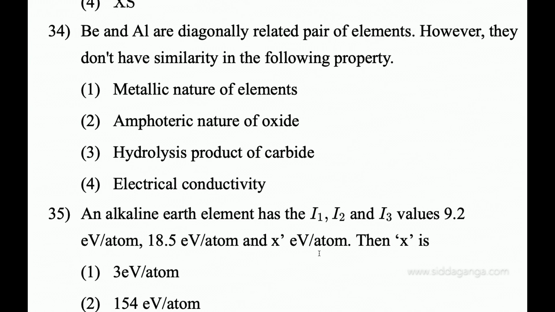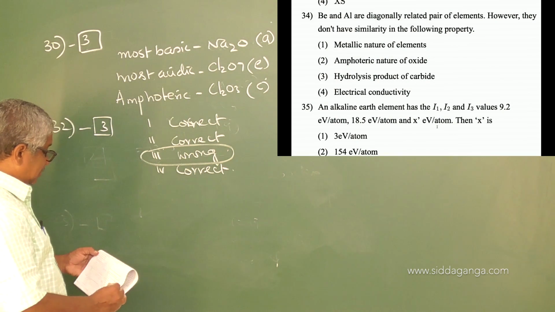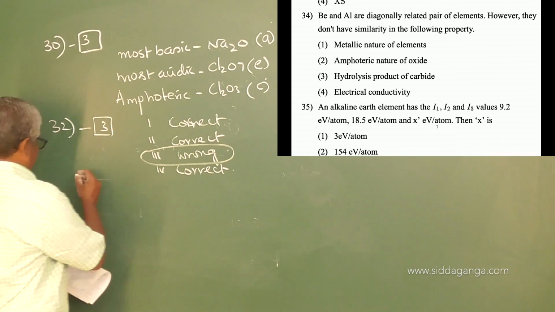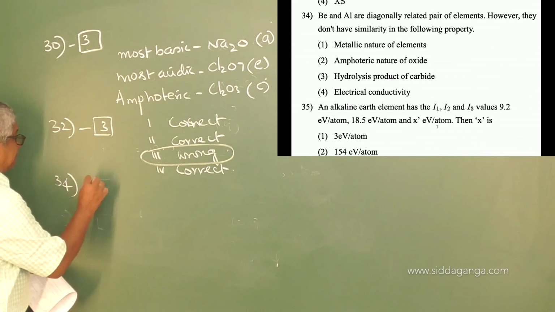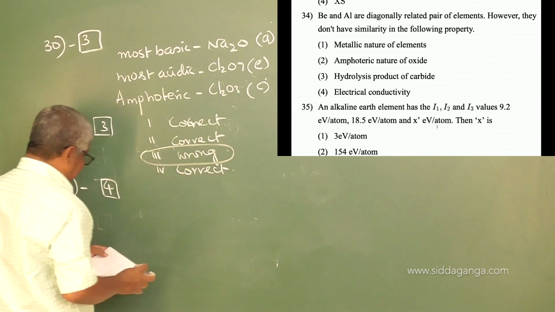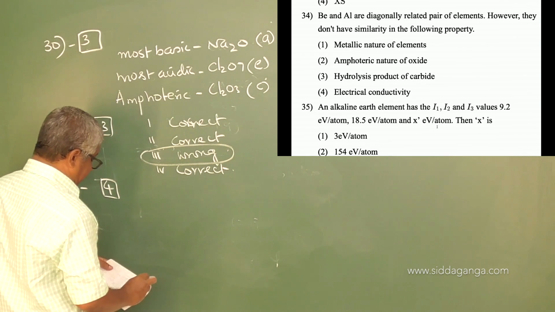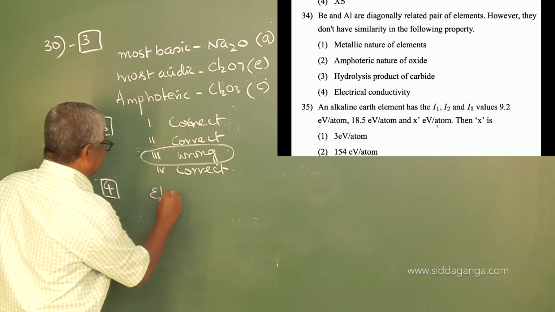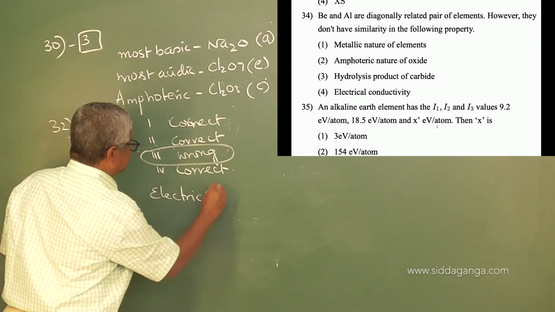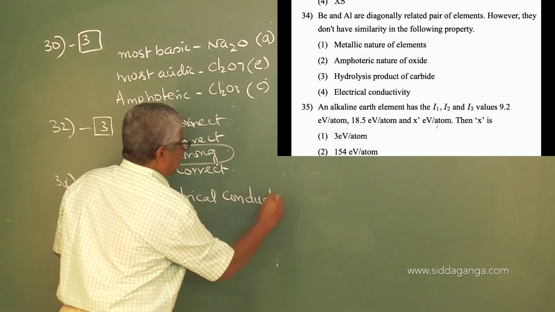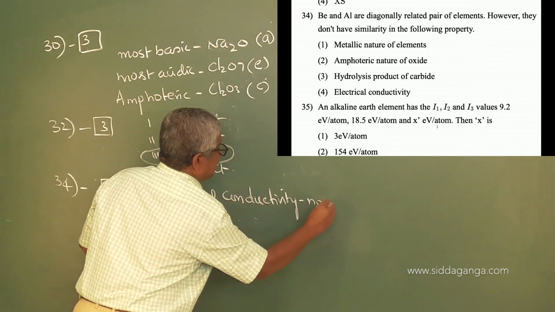Beryllium is the first element of the second group, aluminum is the second element of the 13th group. These two are called a diagonally related pair of elements. So the option for the 34th question is option 4. The reason is that the carbides of both and the oxides of both are amphoteric in nature. So electrical conductivity has no similarity.